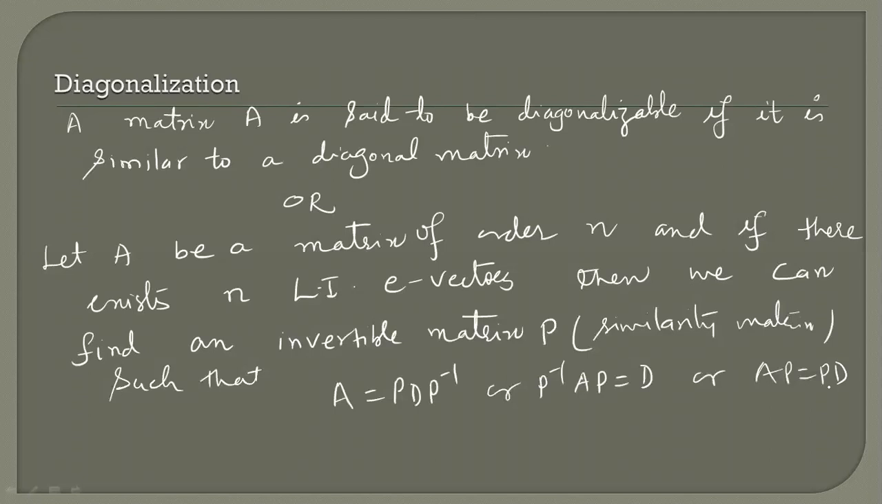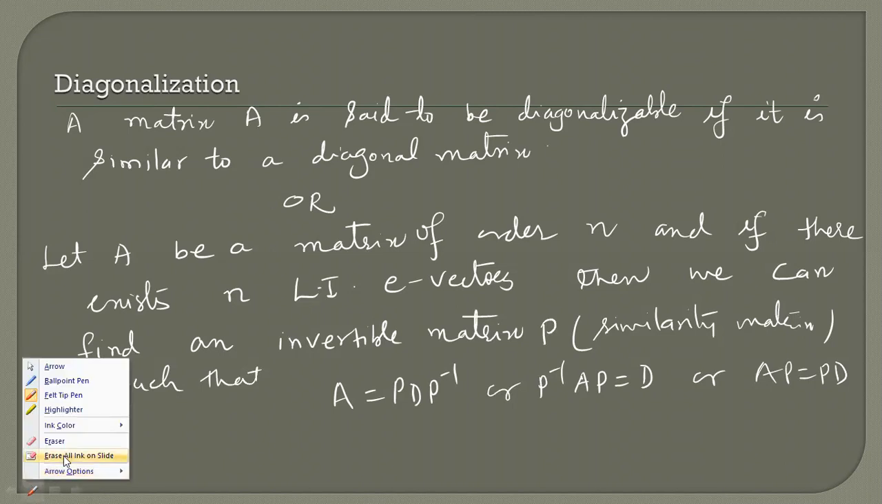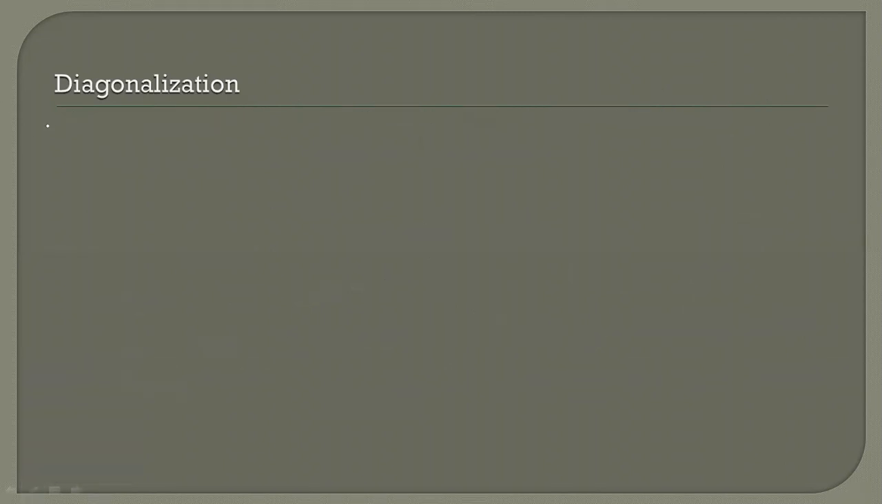Now the problem is how to find the diagonal matrix D and matrix P. What is the process to find it? Let's see. I told you here AP equal to PD. You always remember this, AP equal to PD. Then post multiply with P inverse on both sides, you will get A equal to PDP inverse.